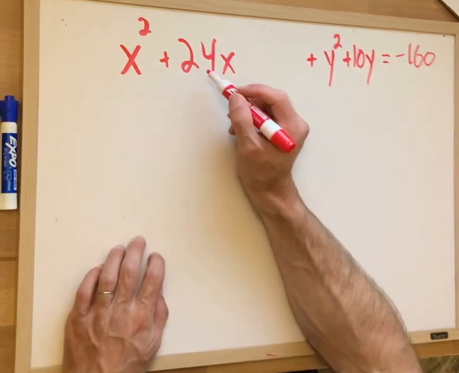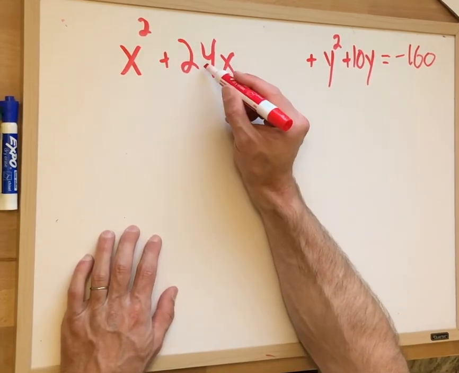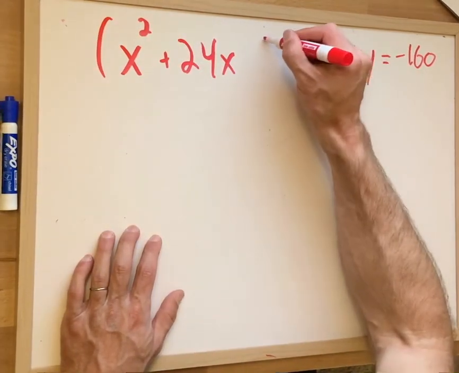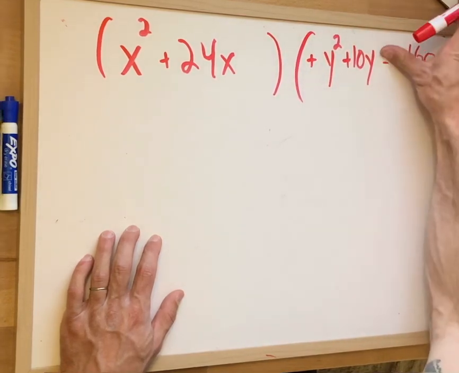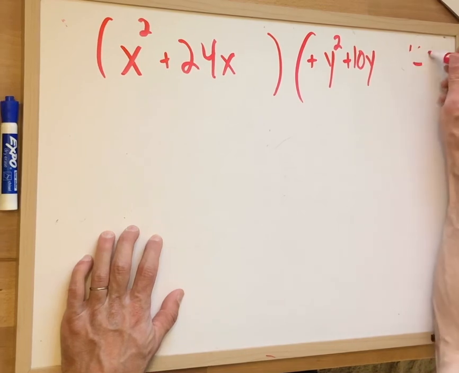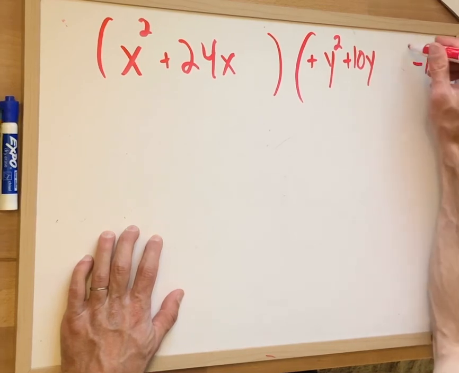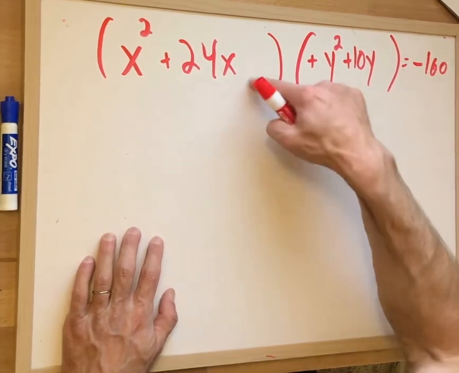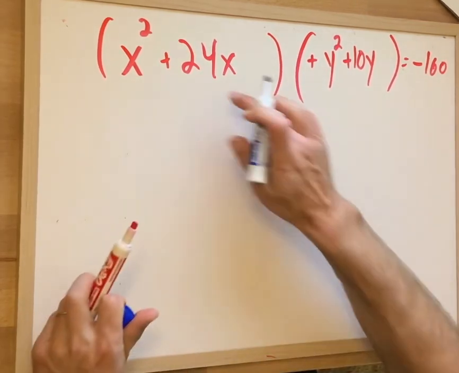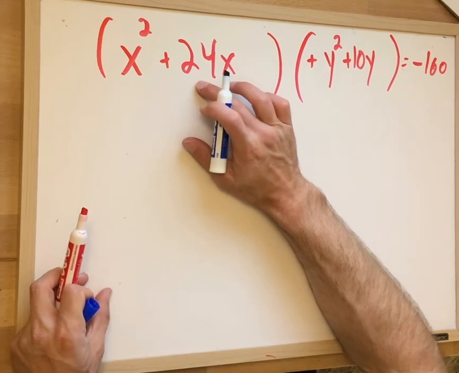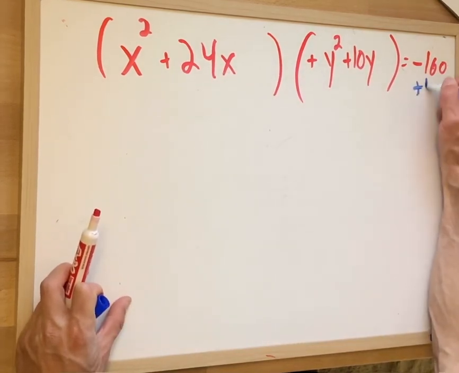All right, so I'm going to complete the square here. Let me put this over here, negative 160, and put it here. I'm going to find this number and add it over here. Completing a square, half of 24 is 12. 12 squared is positive 144.